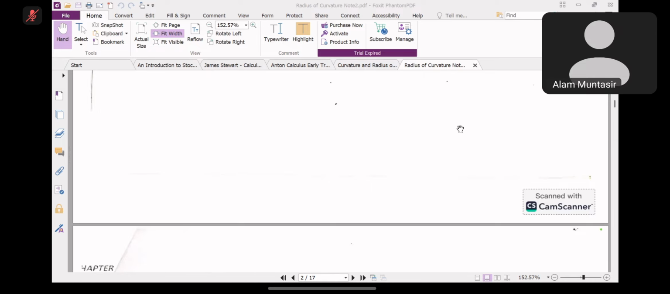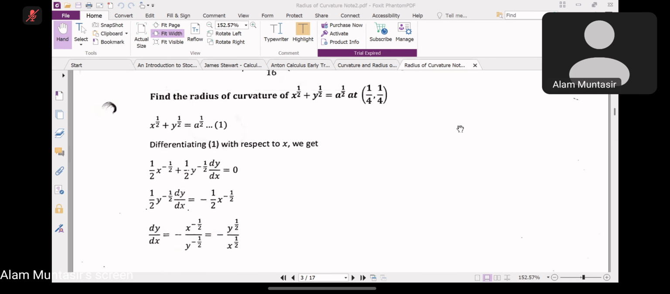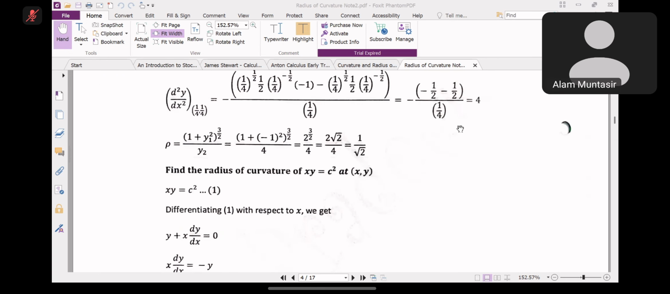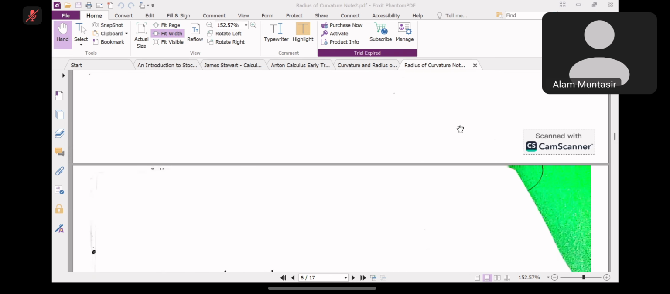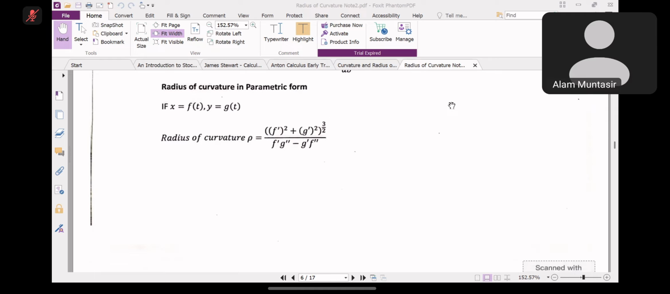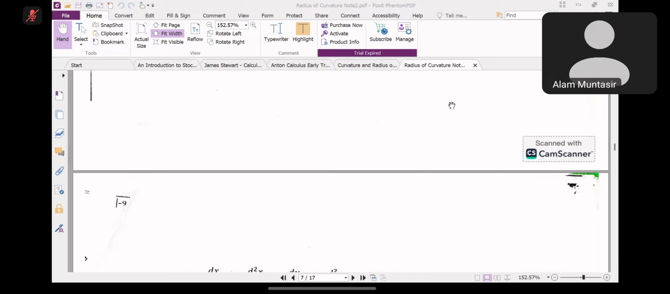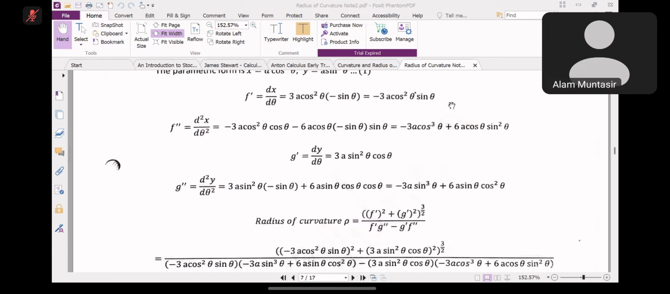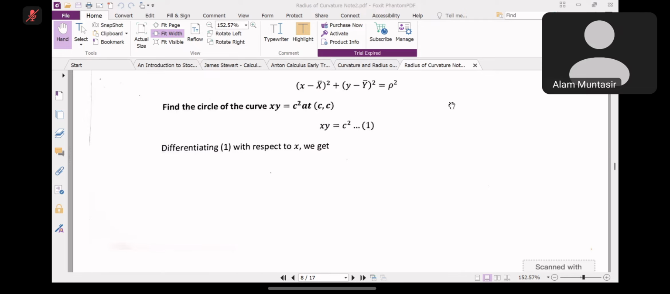There are some similar problems given in this chapter. So just try to solve each of them. It's nothing difficult. And similarly, for parametric curves, we have to use the parametric rule for finding the radius of curvature. And there are a few more problems on parametric curves.